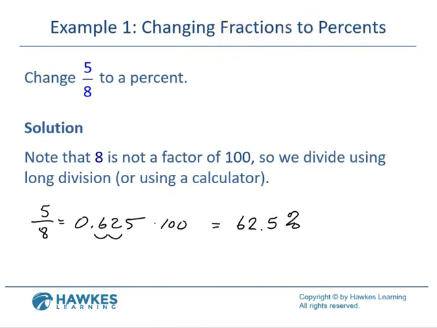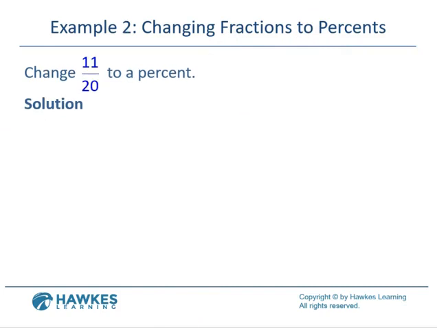Let's do some more. How about 11/20? Let's divide 11 by 20, and what do we get? We get 0.55. When we multiply that by 100, we get 55. And don't forget, you need to add the percent sign. So notice these are pretty straightforward.